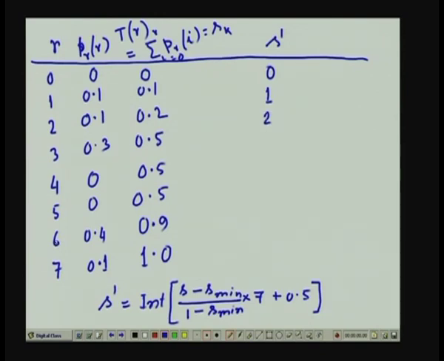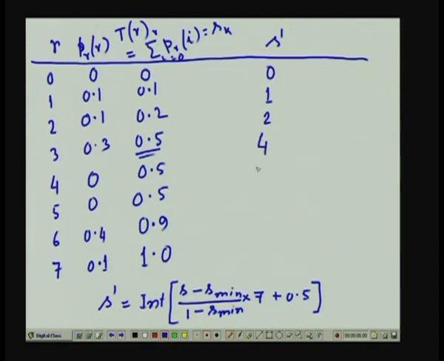But for r equal to 3, I get s equal to 0.5 and minimum s is 0. So, this becomes 0.5 and the denominator is also equal to 1. So, 0.5 into 7 gives you 3.5 plus 0.5, which is equal to 4. So, when my input intensity is 3, the corresponding output intensity will be equal to 4.